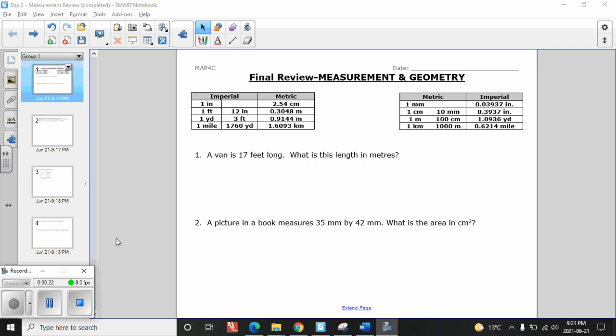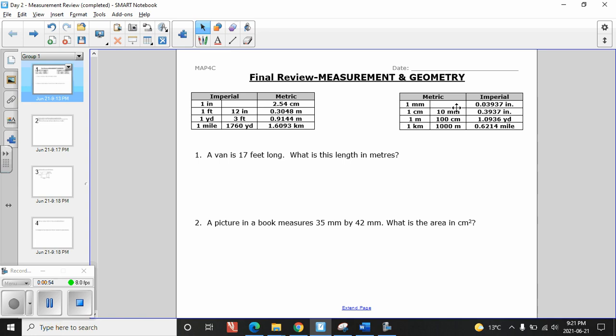So at the beginning of this handout in the slides here, there are some conversions, some of them being within the imperial system. So between feet and inches, 12 inches per foot, 3 feet per yard, that kind of thing. And also being able to convert between the two systems, imperial and metric. So 1 inch is equal to 2.54 centimeters, or 1 foot is equal to 0.3048 meters.